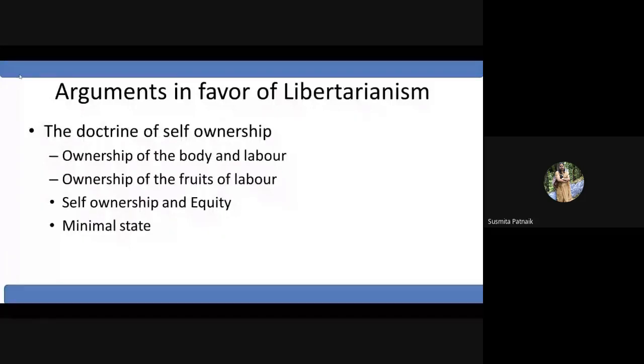So the first point is the doctrine of self-ownership. What do you mean by self-ownership? The doctrine of self-ownership that was propounded by John Locke says that nobody has any right but himself. The labor of his body and the work of his hand, we may say, are the property of his. He says that there are two things there: one is the labor of his body and the work of his hand. So no one has the right over the person's labor of his hand and the work of his body.